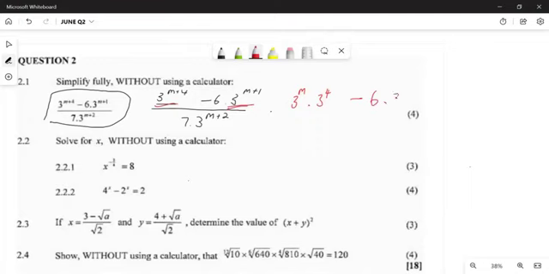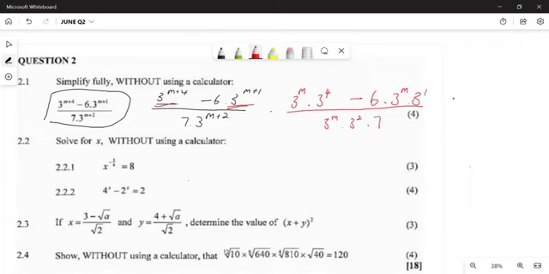Okay, so this one we're going to write as 3 to the power of m multiplied by 3 to the power of 1, and this is all over 3 to the power of m split alone. So you want me to write it as 3 to the power of m multiplied by 3 to the power of 2, multiplied by 7.